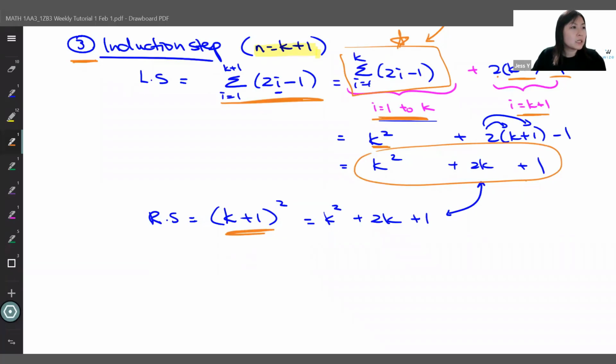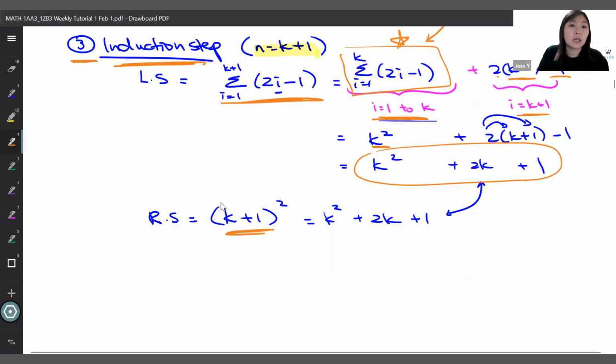Question about this one. Does n always equal k plus one in your induction step? Yes. In your third step, when you're actually trying to show that this is true, you're going to let n be your k plus one. Okay, but put it into the equation.